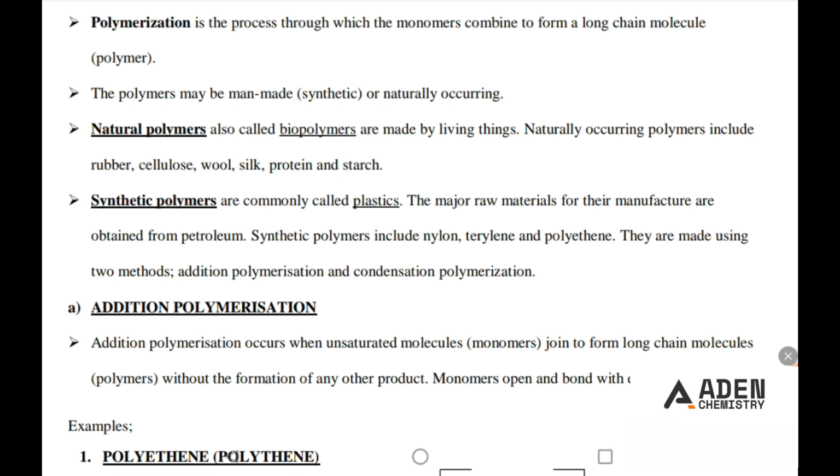Number 4, polytetrachloroethene, also known as Teflon. Number 5, polyphenyl ethene, also known as polystyrene. Then number 6, lastly, a polymer called polymethyl methacrylate, also known as Perspex. Each of those polymers will be explained below.